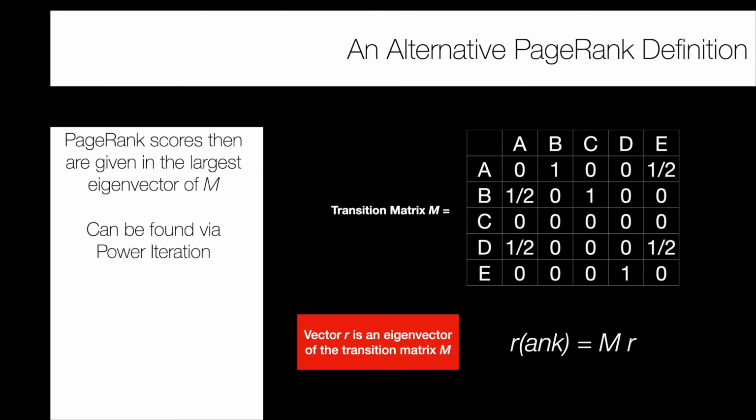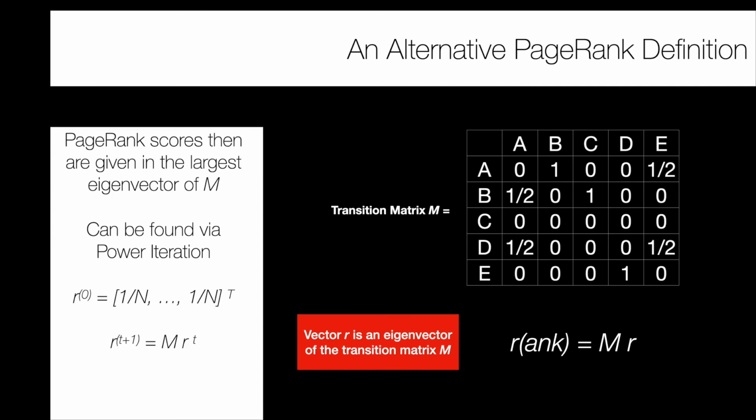And we can do this using a trick from linear algebra called power iteration, where we initialize our vector first with 1 over n for every node in our graph. So what this says is we'll start off evenly distributing our page ranks across all nodes in our graph.